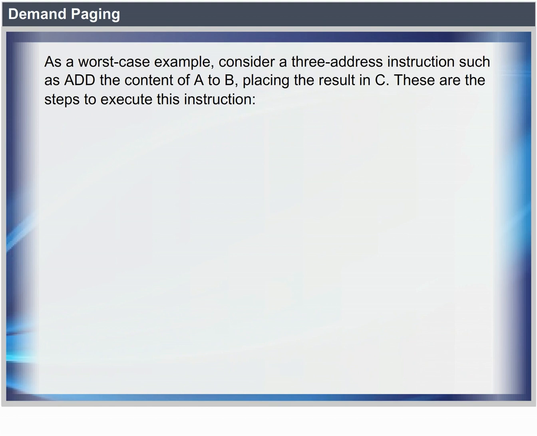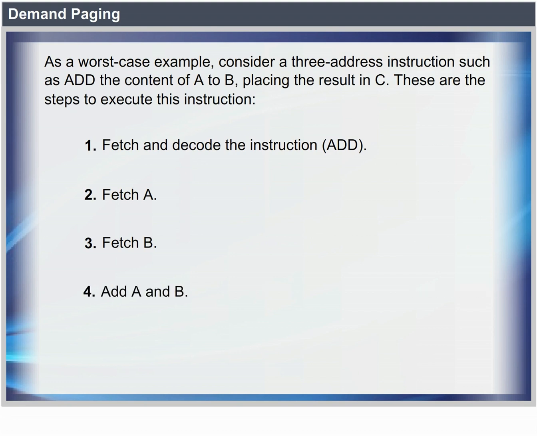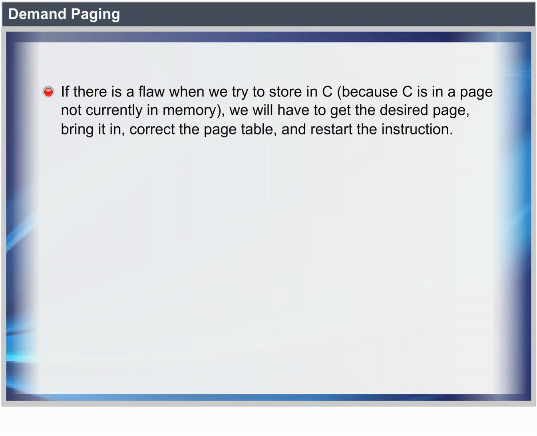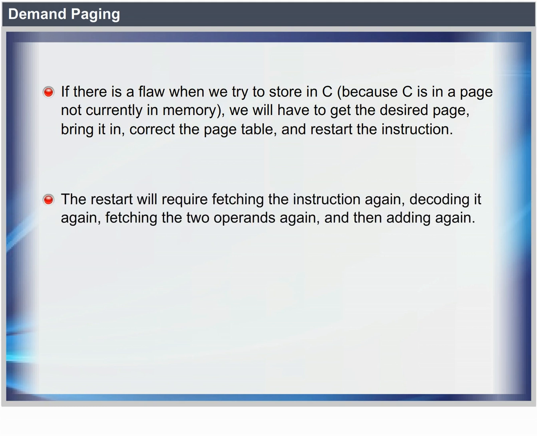These are the steps to execute this instruction. 1. Fetch and decode the instruction, ADD. 2. Fetch A. 3. Fetch B. 4. Add A and B. 5. Store the sum in C. If we fault when we try to store in C because C is in a page not currently in memory, we will have to get the desired page, bring it in, correct the page table, and restart the instruction. The restart will require fetching the instruction again, decoding it again, fetching the 2 operands again, and then adding again.